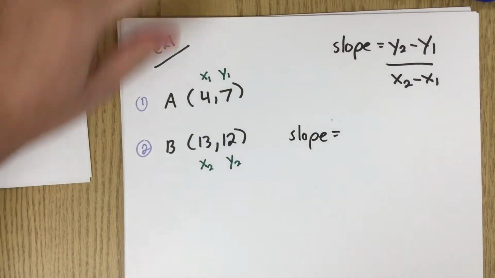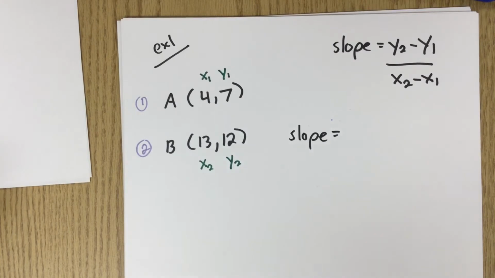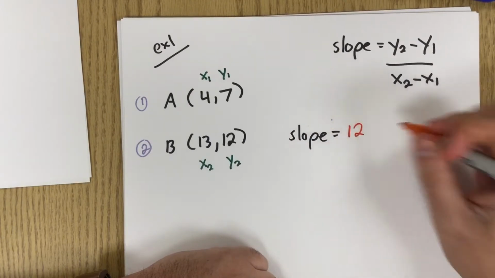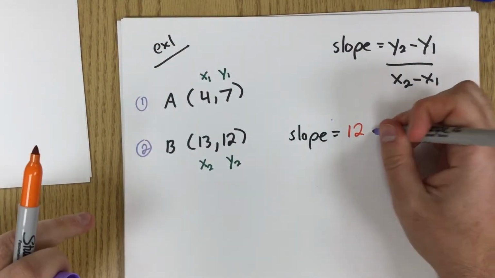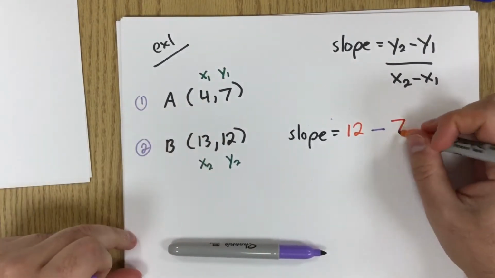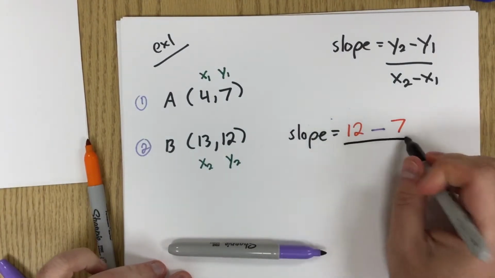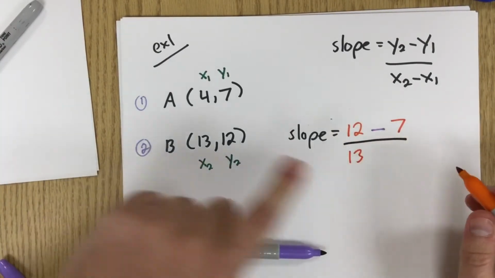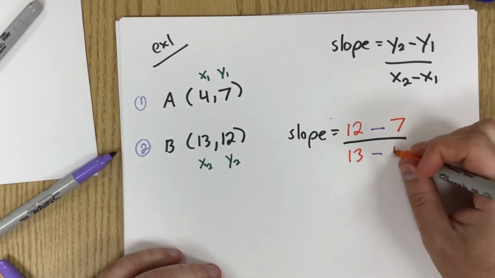So what we have is, what color should we use for that? We'll use an orange. y2, so y2 is 12. And then we put the minus in. We're always going to put the minus in. y1 is 7, all over x2, which is 13. And we need a minus. And x1 is 4.